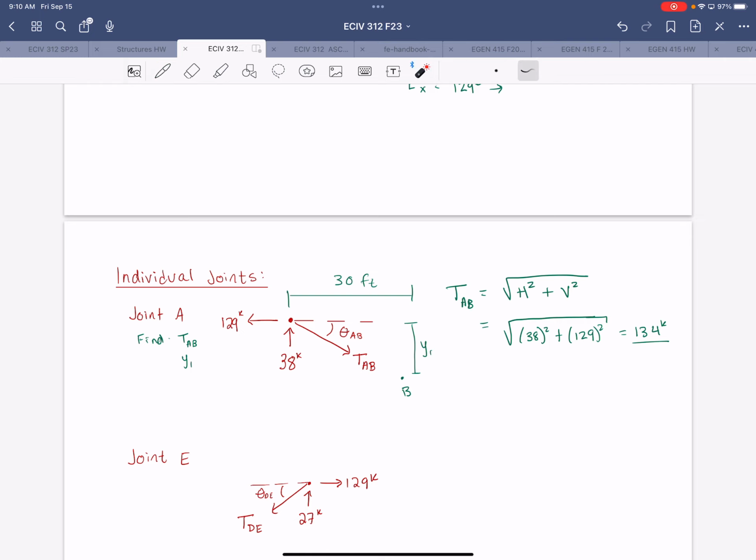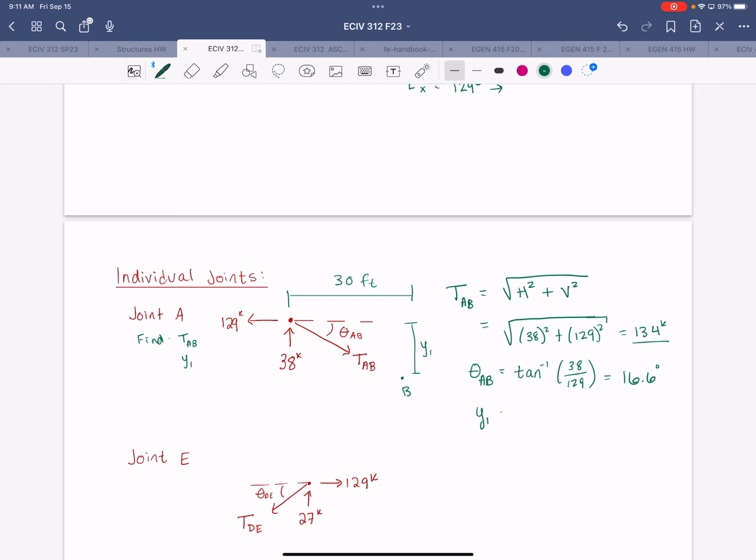And then to get the geometry, there's a couple ways you can go about doing this. I'll demonstrate it slightly differently for each of the joints, just so you can see a couple different options. So for this joint, we'll find that angle, theta AB. That's equal to the inverse tangent of the vertical and horizontal components of the cable tensions, because those components of the tension force are proportional to the components of the geometry. So that's 16.6 degrees. And then what we're really after is this vertical distance y1.